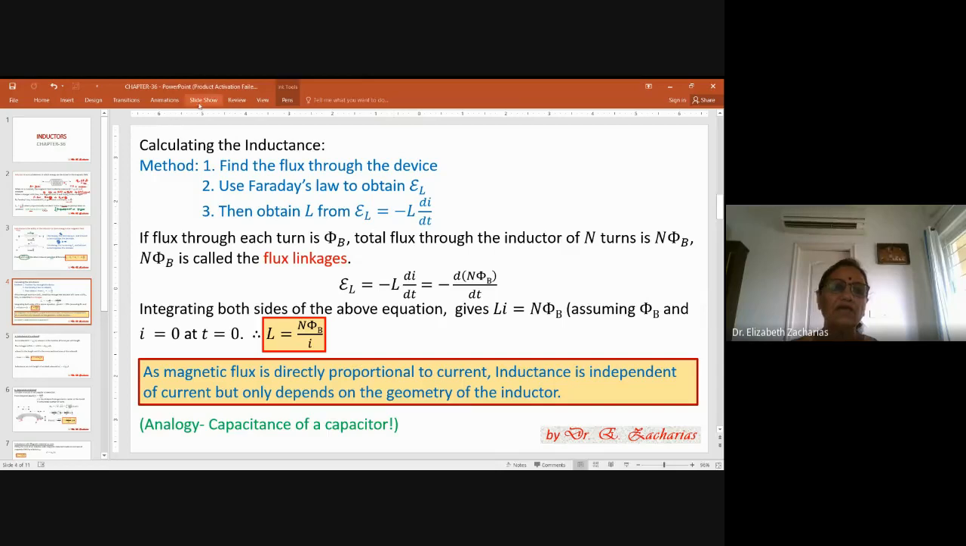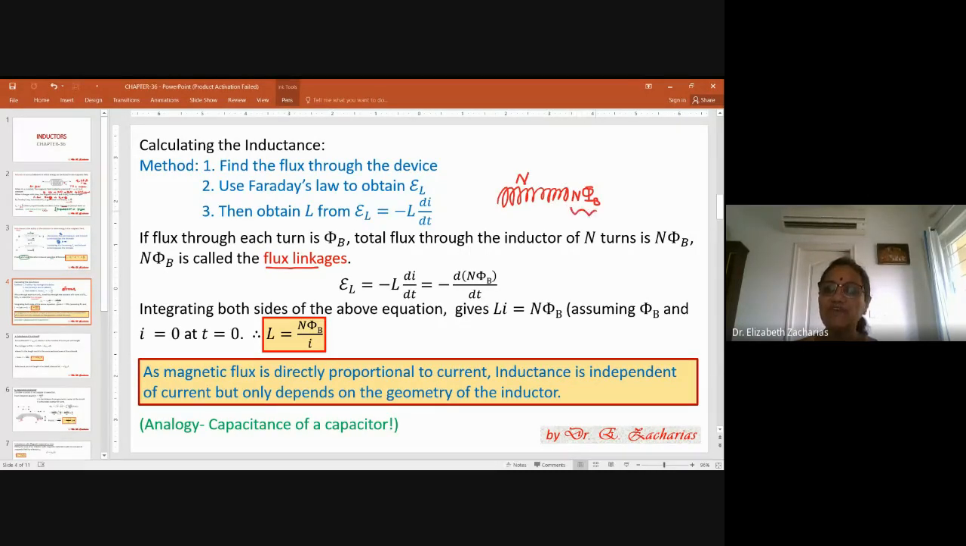Before we go there, I just want to introduce an expression called flux linkages. Let's say we are talking about a solenoid, and let there be N number of turns of the solenoid. If I take one turn, and talk about the flux through that one turn, let phi B be the flux through one turn. Now, the flux because of the N turns, you just have to add up each of them, or in other words, multiply by N. You get the net flux through the solenoid or through the inductor, where N is the number of turns.